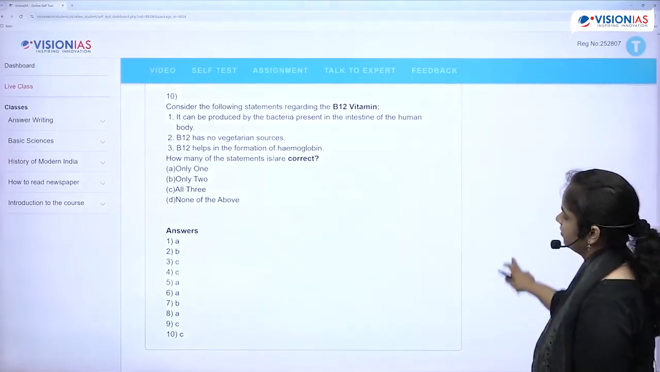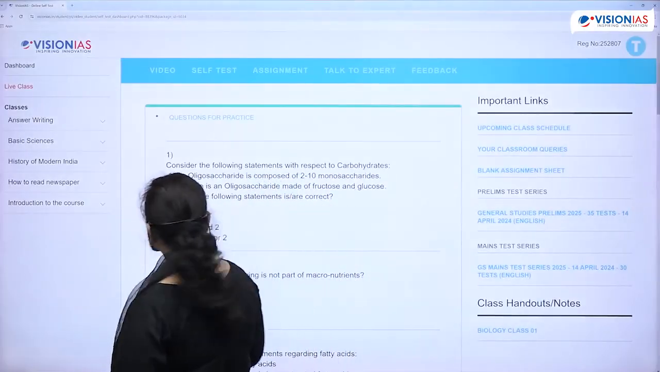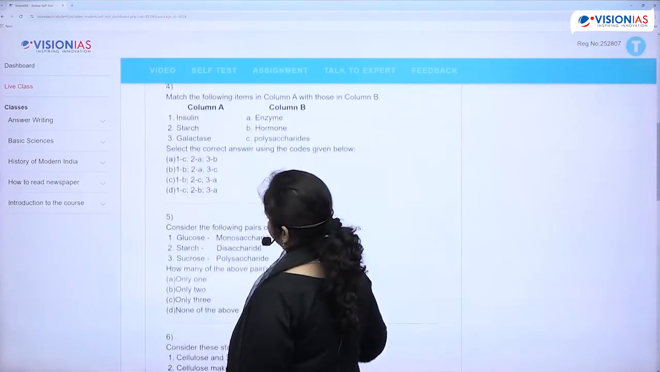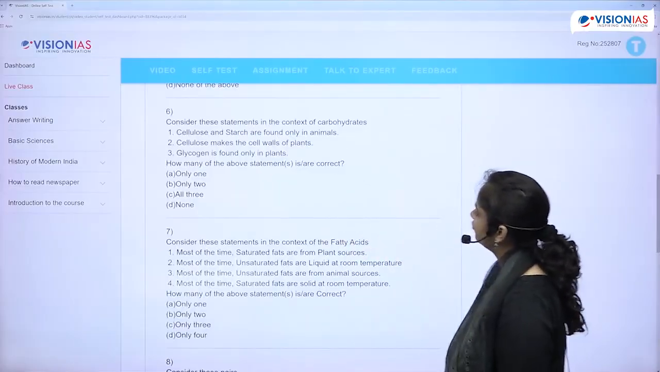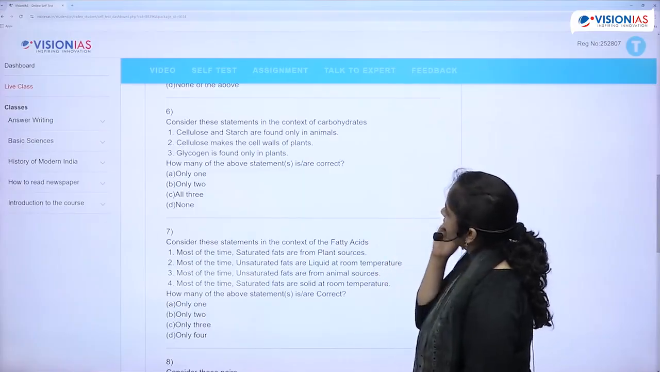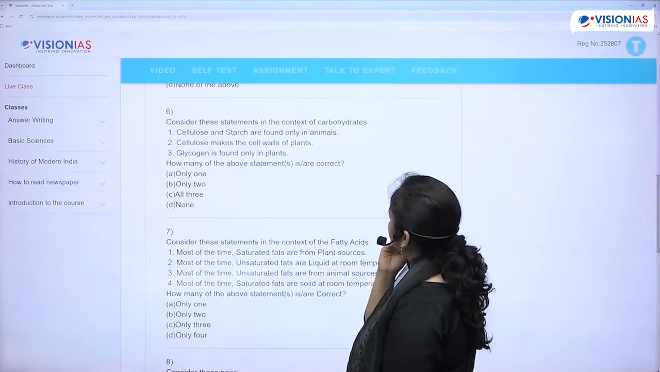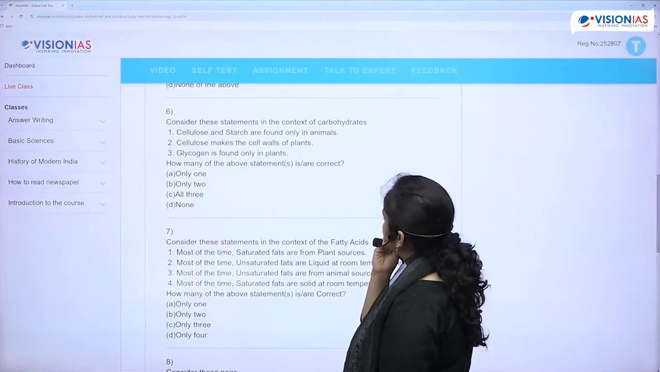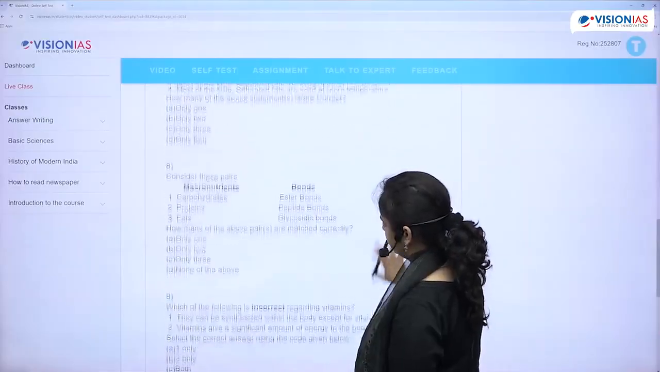Okay. So I have one more concern about self-test questions. बताइए sir. I think he asked it earlier also. Question number 6. Cellulose and starch are found only in animals. You have to identify which are correct. Okay, so this is not correct. Cellulose makes the cell wall of plants. This is correct. Then glycogen is found only in plants. This is incorrect. So answer should be, right, A.